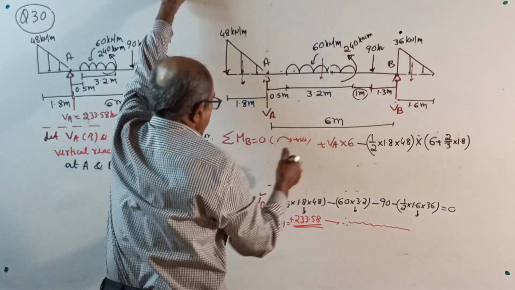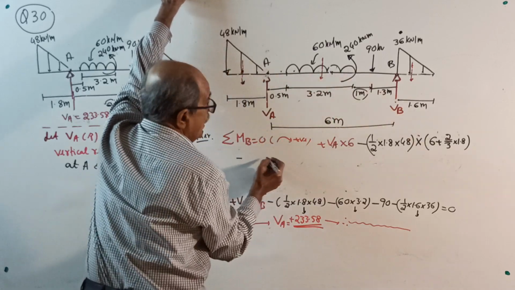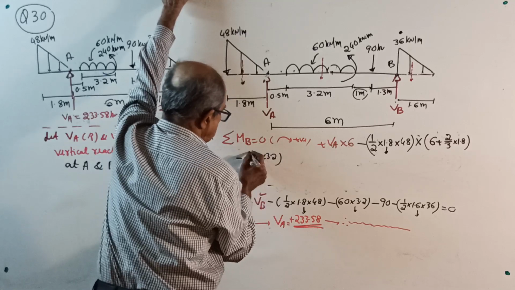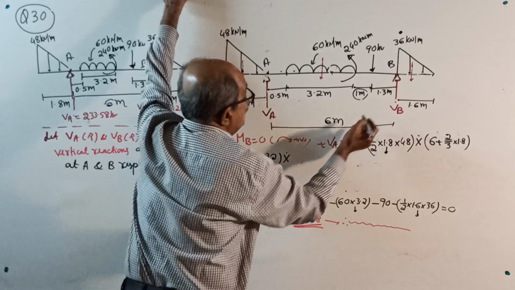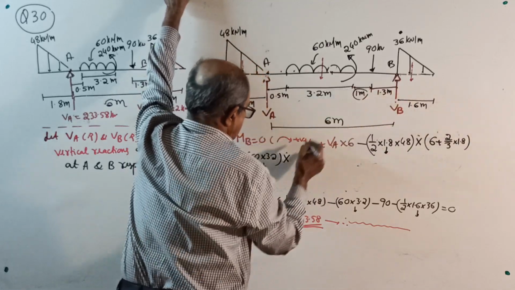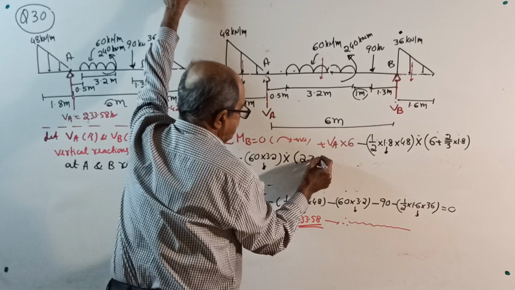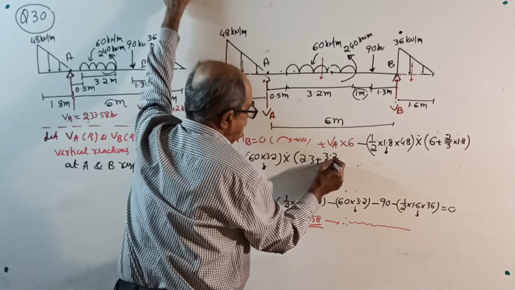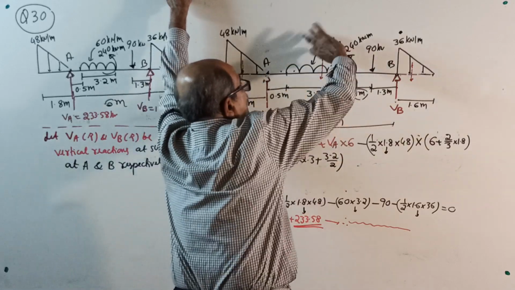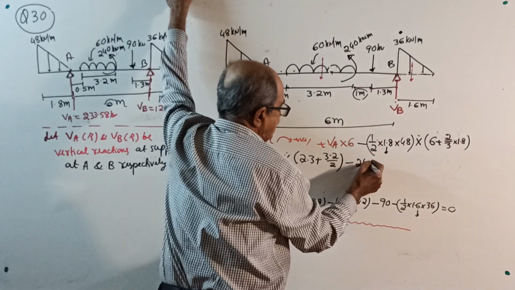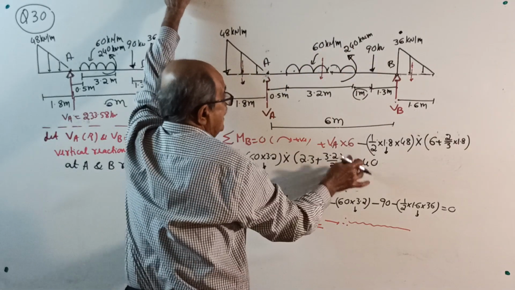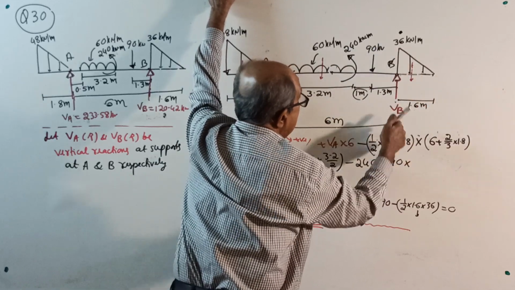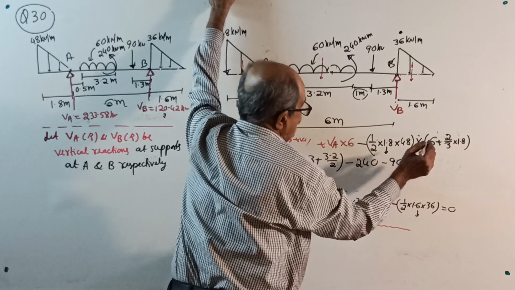Then minus once again, minus 60 into 3.2, see, the total load, into 1.3 plus 1, 2.3 plus half of 3.2. Then anti-clockwise 240, so minus 240. There is no multiplying, that's all, minus 240, it is a moment already. Then minus 90 into 1.3.